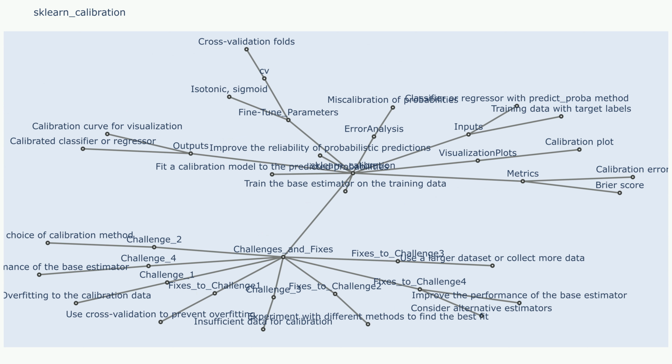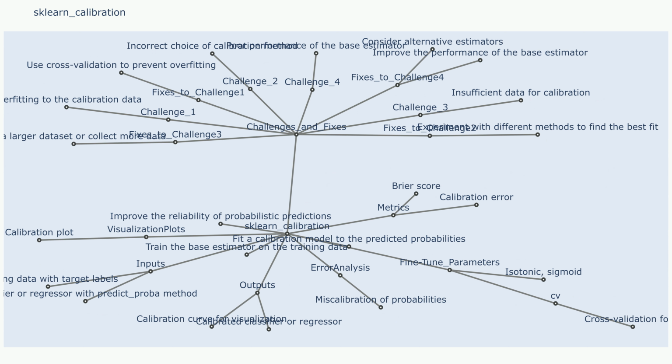Outputs. Output 1. Explain in detail. The calibrated model itself is the primary output. This is the adjusted version of the original model, where its predictions are recalibrated to align better with the true probabilities of the events.